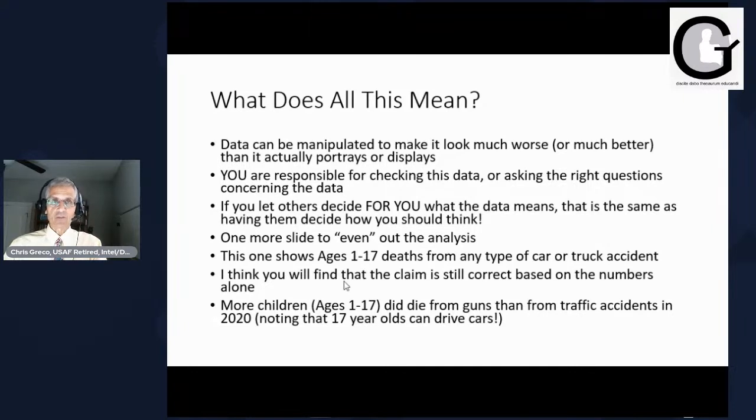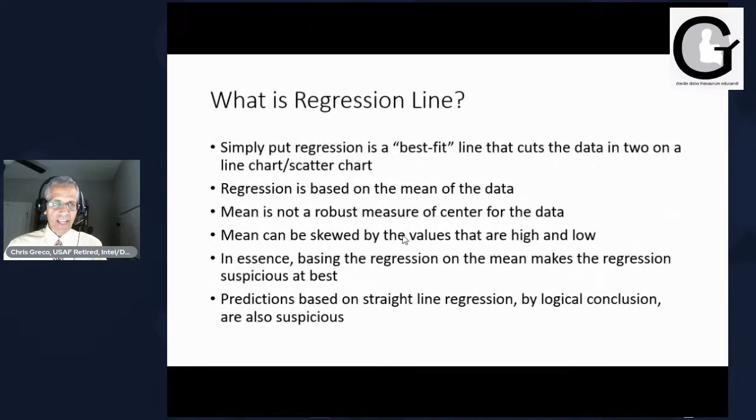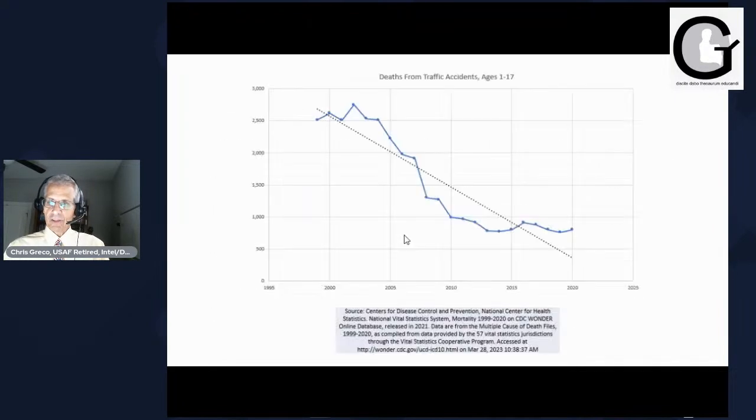This one shows ages 1 to 17 deaths from any type of car or truck accident, any type. I think you'll find the claim is still correct based on the numbers alone. More children ages 1 to 17 did die from guns than from traffic accidents in 2020, if you include all traffic accidents and if you include all gun deaths, right? But note that 17-year-olds can drive cars, right? And this is the traffic accidents, ages 1 to 17. You can see here, it's about 800 something.